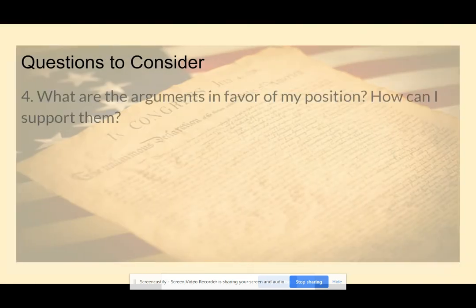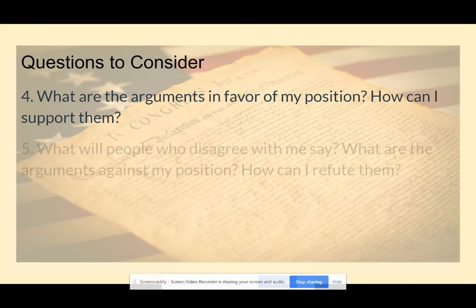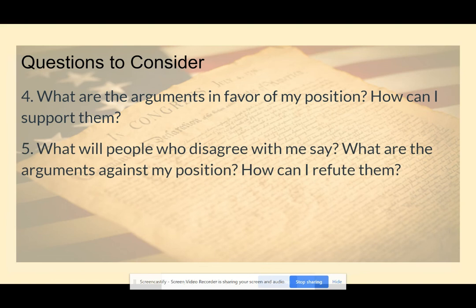Other questions to consider include, what are the arguments in favor of my position? How can I support them? Again, I've given you that third article primarily because we weren't able to get the survey done. If you can get the survey in and get some advice from other people, I think that would be good evidence to have as well. What will people who disagree with me say? What are the arguments against my position? How can I refute them?